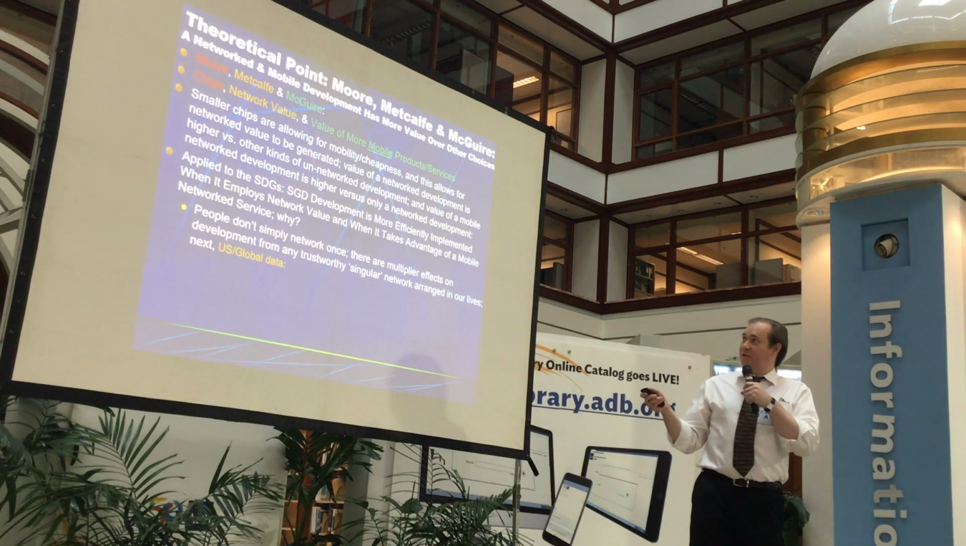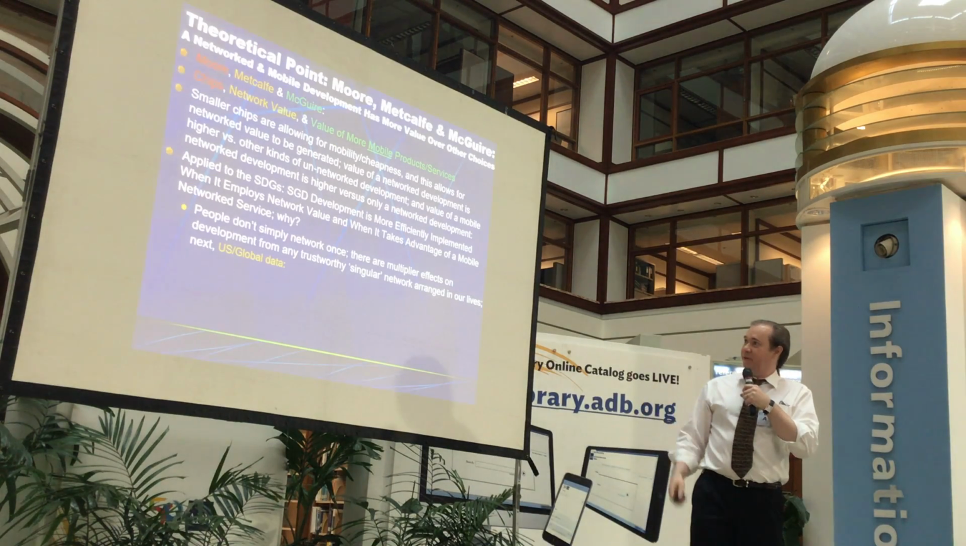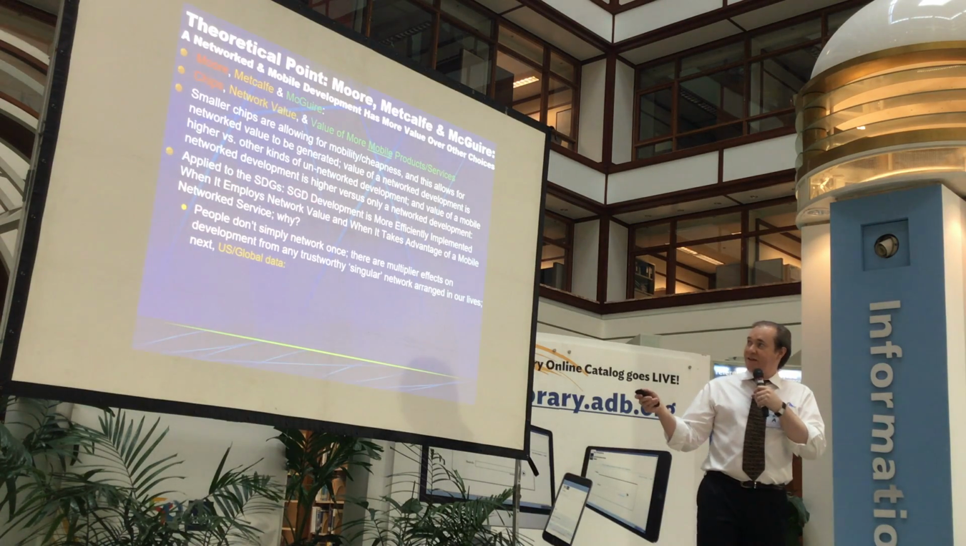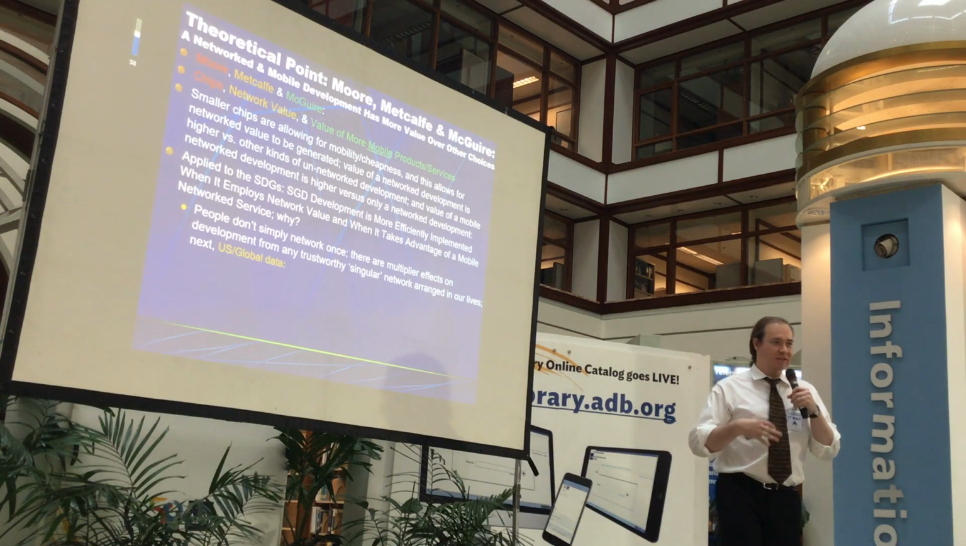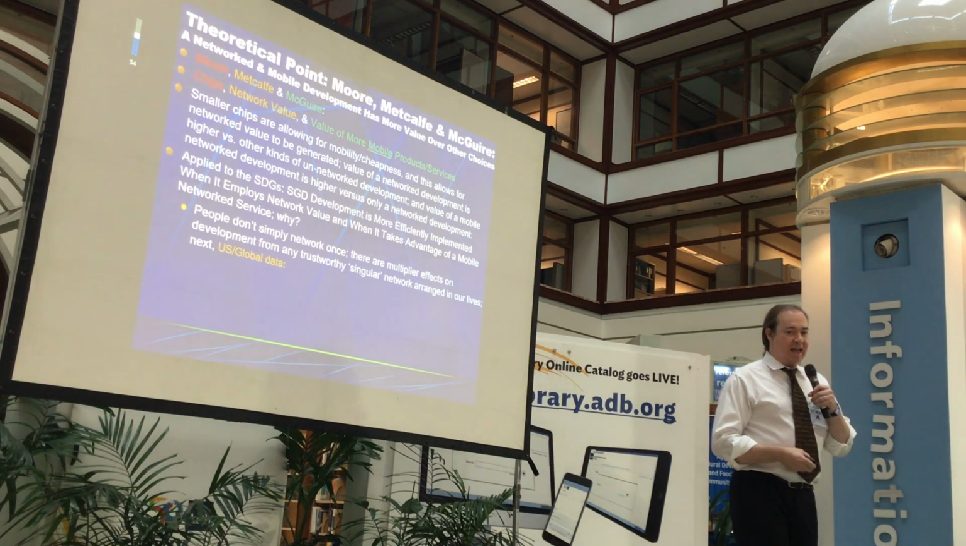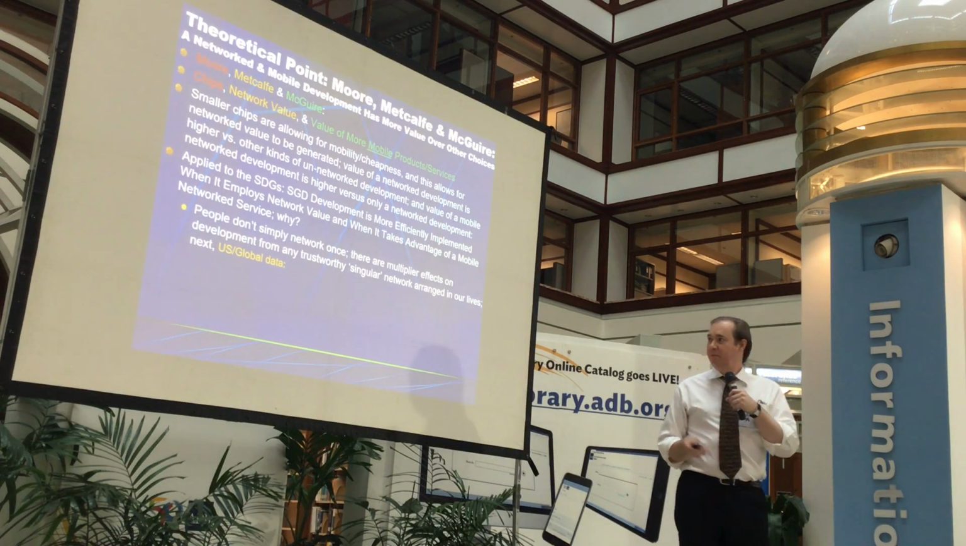And all of these chips are allowing for greater mobility and cheapness, and this allows for the network value to be generated once everybody has that, and then it's increasingly mobile. And when that's applied to the SDGs, the development is more efficiently implemented when it employs a network value and when it takes advantage of a mobile network service. Why? Because people don't network once. You build a successful network in your life, and different kinds of services can be applied to that trusted network.